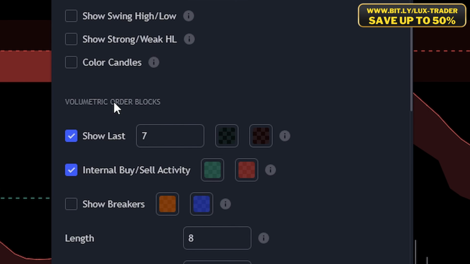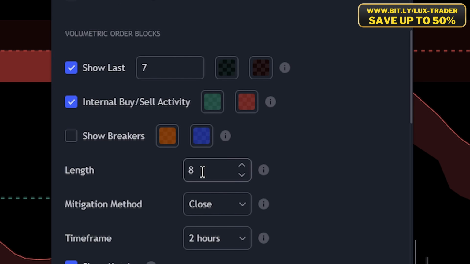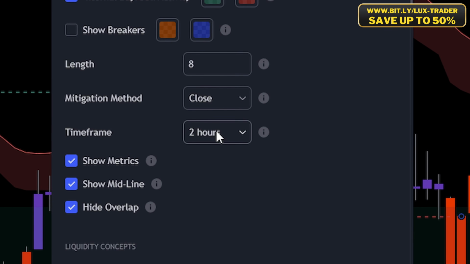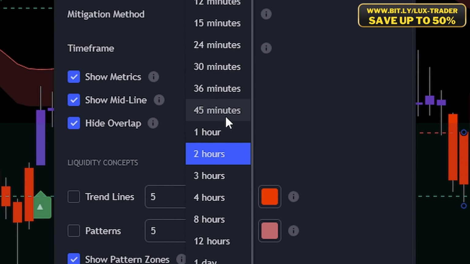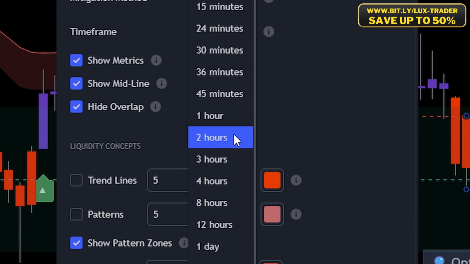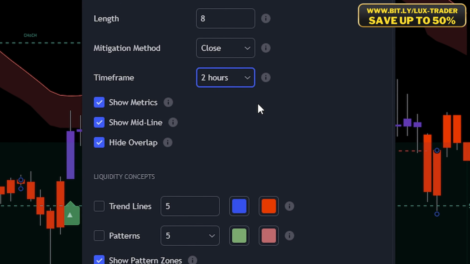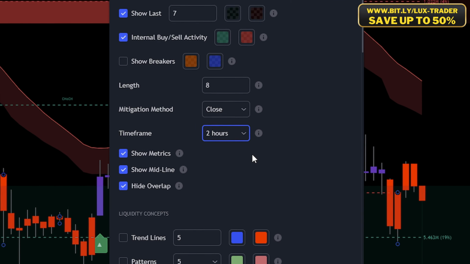Depending on your asset's volatility, use a length between 5 and 10. For the time frame, ensure you use a time frame that is 2 to 4 times higher than the one you're currently trading on. Since I trade on the 1-hour time frame, I use the 2-hour time frame for order blocks. Remember, you should adjust these values based on your specific asset and time frame.